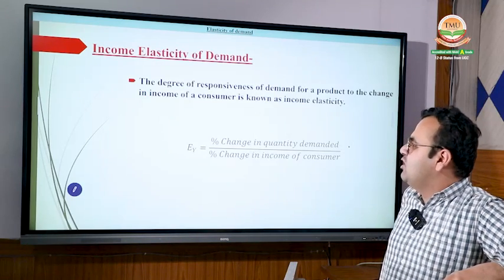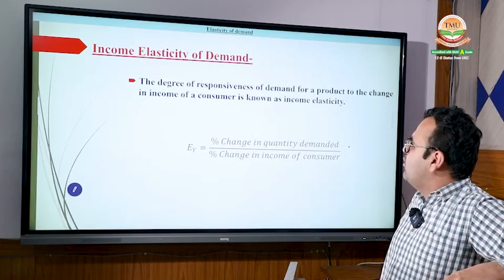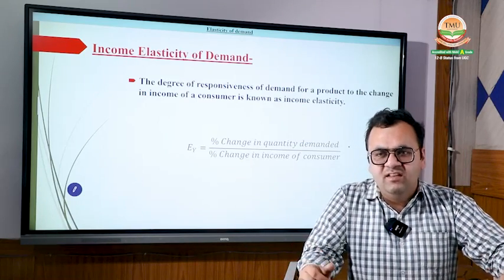Now, income elasticity of demand. The degree of responsiveness of the demand for a product to the change in the income of a consumer is known as income elasticity of demand. What is income elasticity of demand?